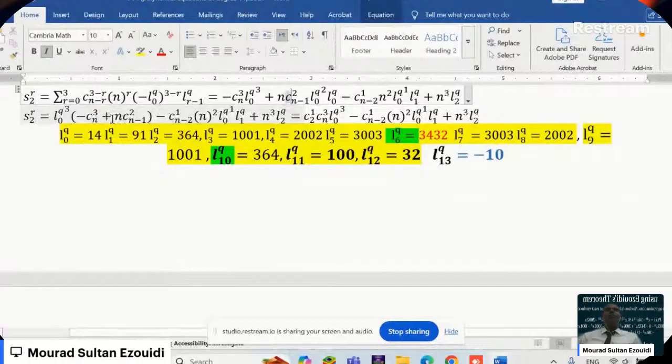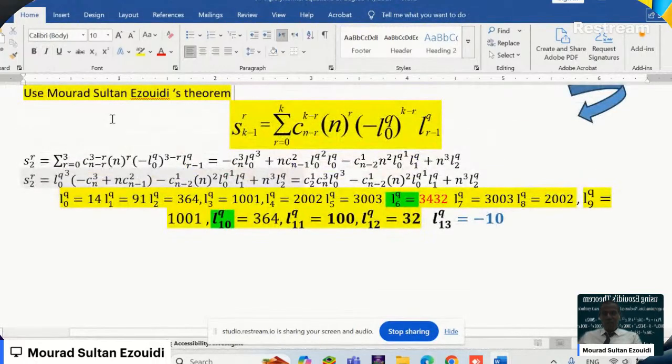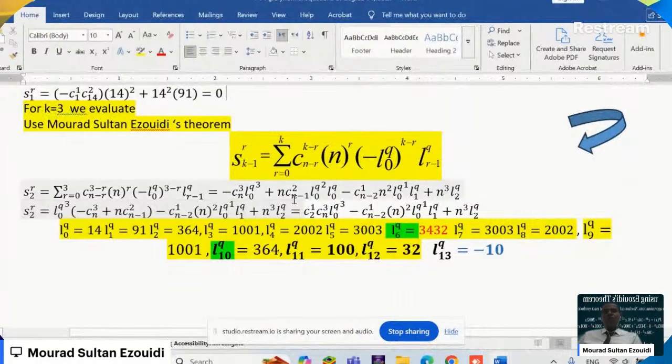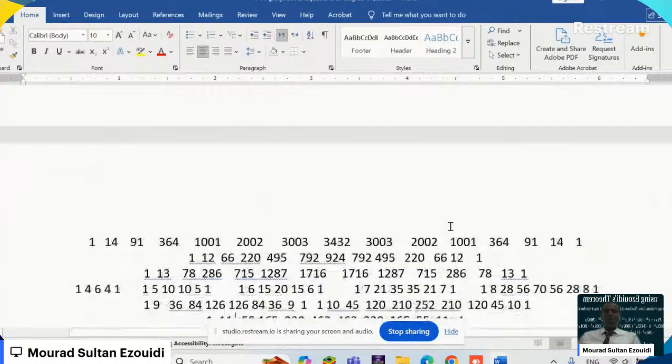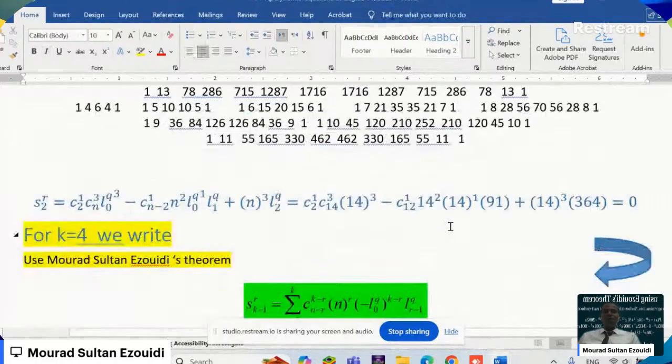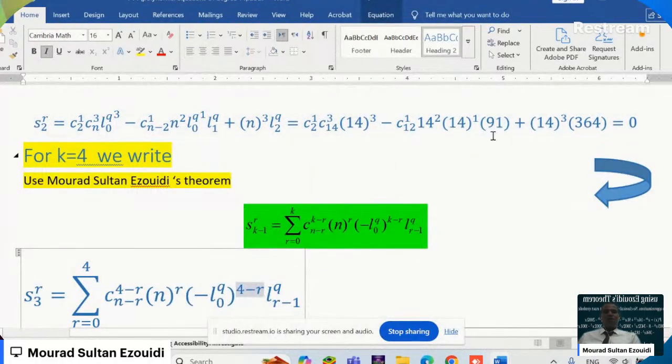This formula will give you the third. Yes, when k equals 3, it means you are going to find the third coefficient. So direct application: substitute L0, L1, and L2 in the formula, and we obtain the value of this S2 here, which is going to be equal to 1.